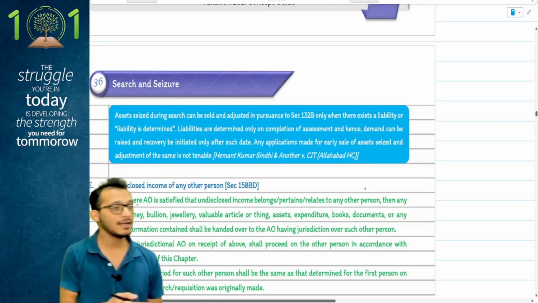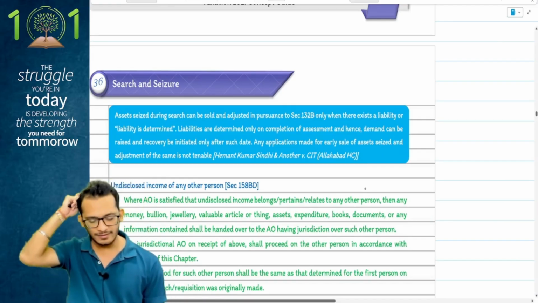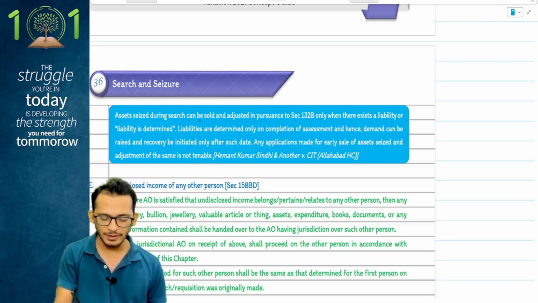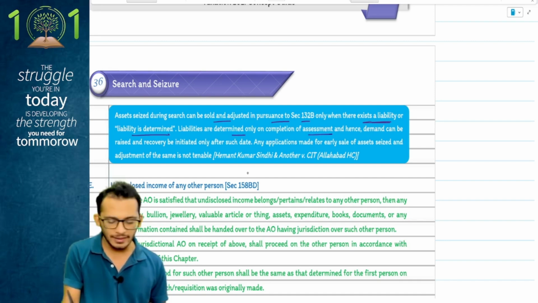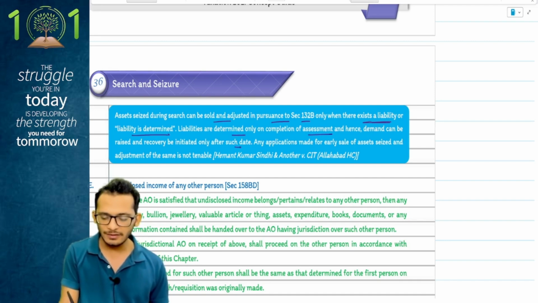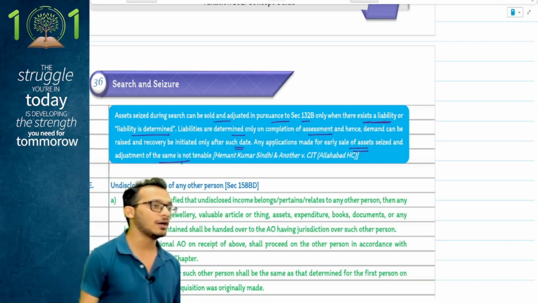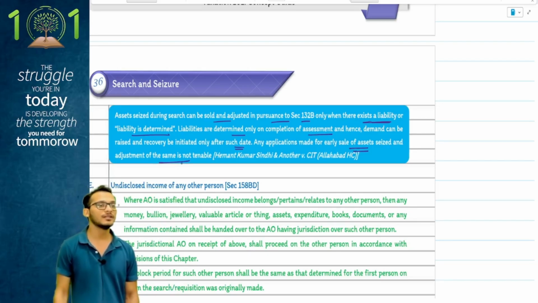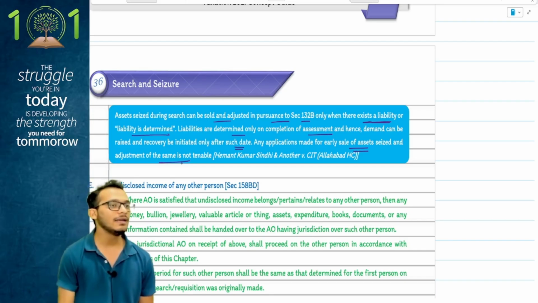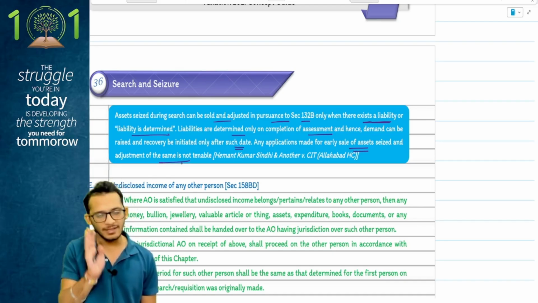Yes or no? Yes. This is the case law which I was talking about, people. The question which we asked. The case law says assets seized during search can be sold and adjusted in pursuance of 132B only when there exists a liability or liability is determined. When the liabilities are determined only on completion of assessment, hence demand can be raised and recovery can be initiated only after such date. Applications made for early sale of assets seized and adjustment of the same is not tenable. Yes, like I said earlier also, just because you file an application and disclose the source, I will not give you back the asset. I need to know how much tax you are supposed to pay, for which I will keep your assets even now.